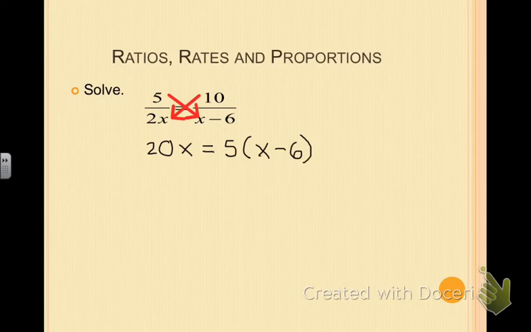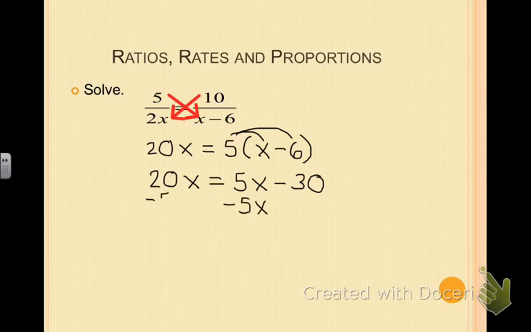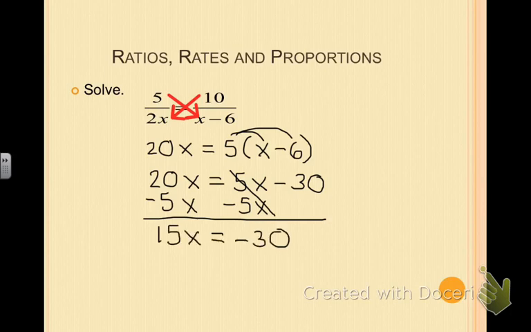Now, remember that you need to distribute the 5 to the binomial x minus 6. This results in 20x equals 5x minus 30. Get all the variables on one side by subtracting 5x from both sides. And we now have 15x equals negative 30. Divide both sides by 15 to isolate the variable, and we get that x equals negative 2.